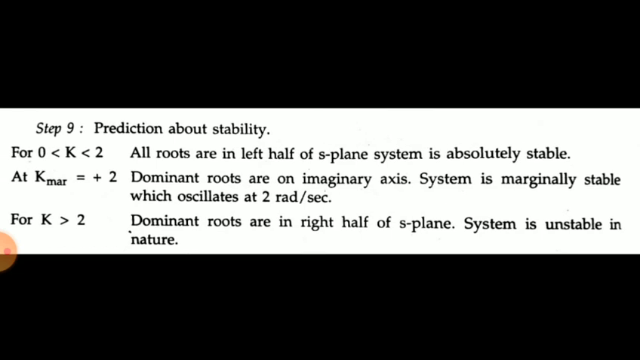Now the prediction about stability. For the value of K equal to 0 to 2, all the roots are in the left half of the S plane, so the system is absolutely stable. For K marginal equal to 2, dominant roots are on the imaginary axis, so the system is marginally stable, which oscillates at 2 radians per second. When K is greater than 2, roots are in the right half of the S plane, so the system is unstable in nature. Thank you. So this is regarding the problems on root locus.